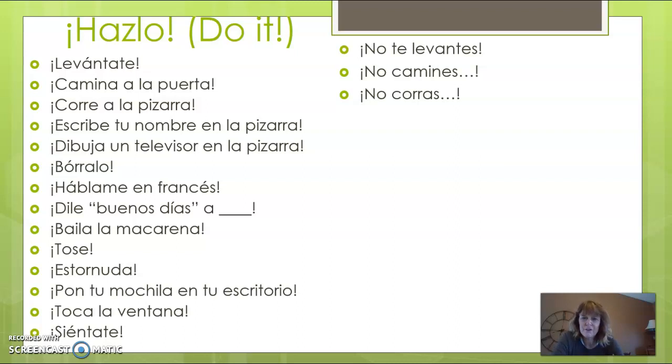Now, before we go any further, take a look at what you see a la izquierda, a la derecha. What's going on? What's different with that? What is the verb to walk?